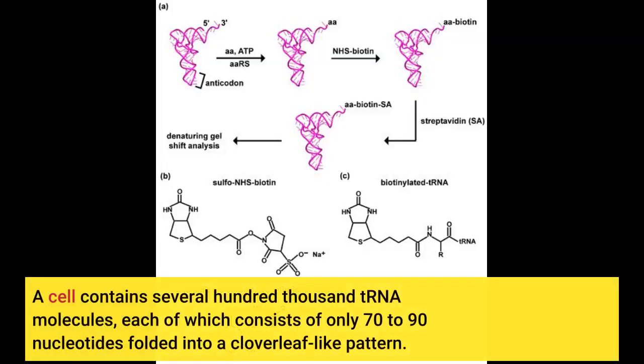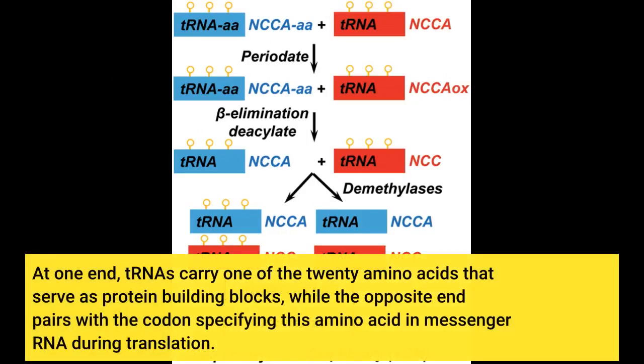A cell contains several hundred thousand tRNA molecules, each of which consists of only 70 to 90 nucleotides folded into a cloverleaf-like pattern. At one end, tRNAs carry one of the 20 amino acids that serve as protein building blocks, while the opposite end pairs with the codon specifying this amino acid in messenger RNA during translation.